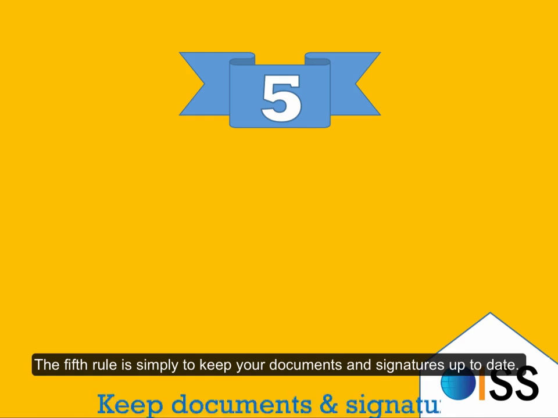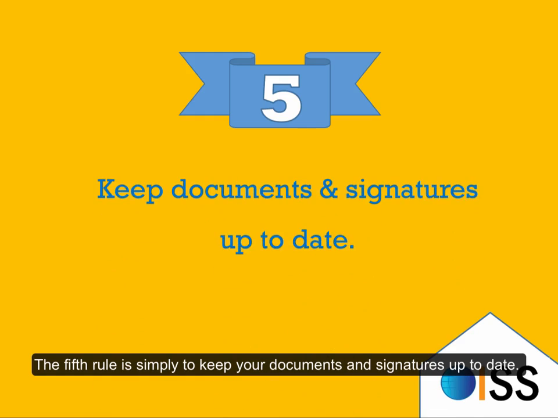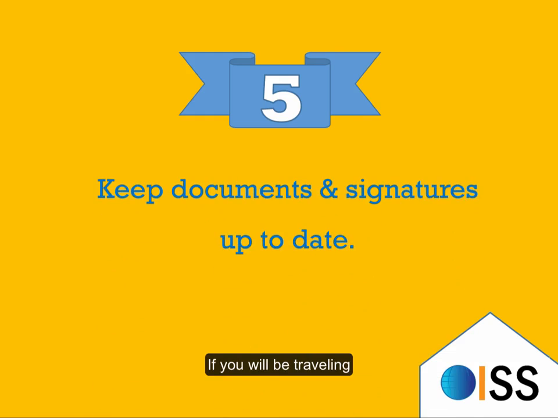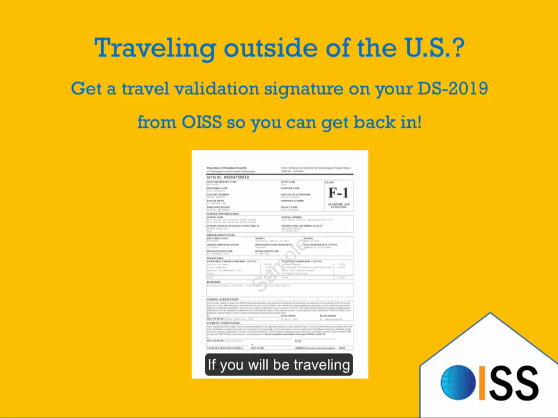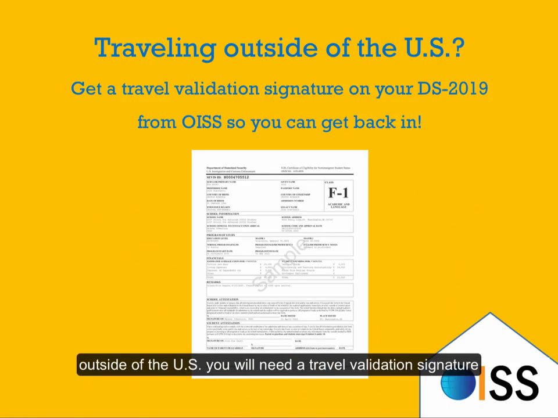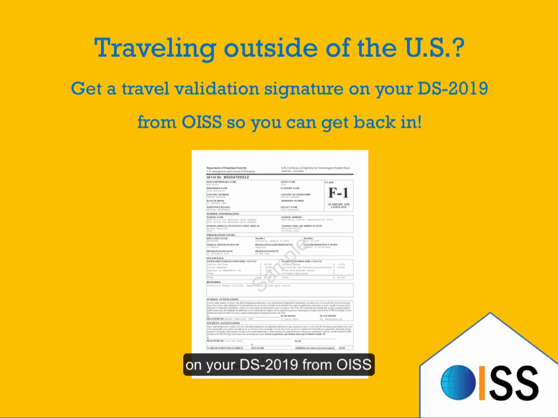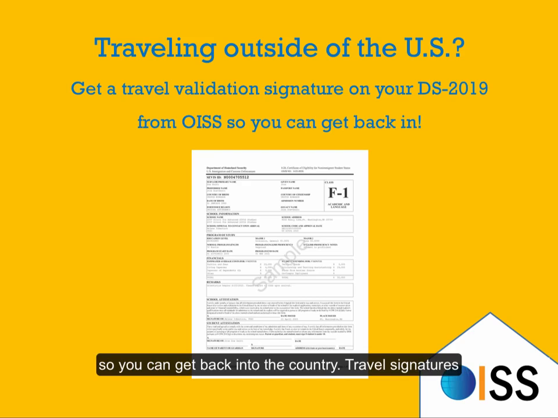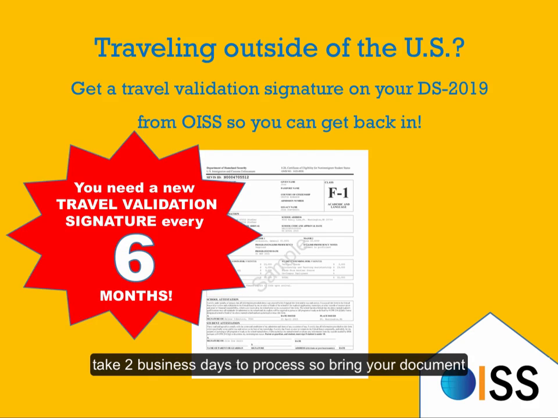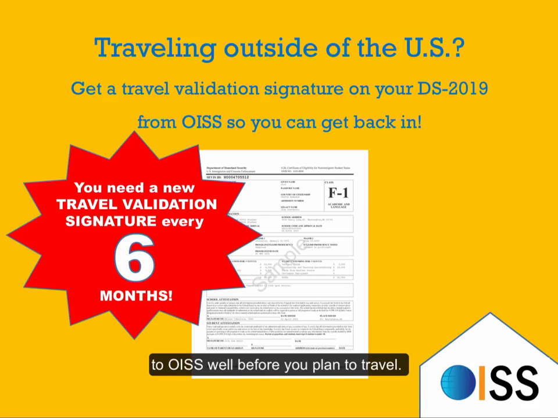The fifth rule is simply to keep your documents and signatures up to date. If you will be traveling outside of the U.S., you will need a travel validation signature on your DS 2019 from OISS so you can get back into the country. Travel signatures take 2 business days to process, so bring your document to OISS well before you plan to travel.